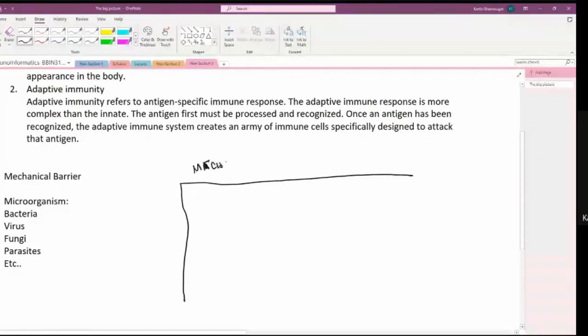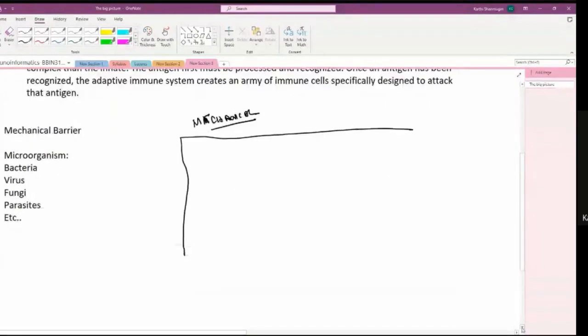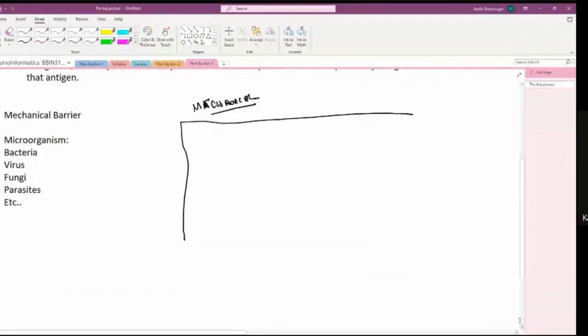Again, I cannot explain everything, right? So I'll share the video, and you may go through that for some idea of what I have discussed. So the very first mechanical barrier is the skin.